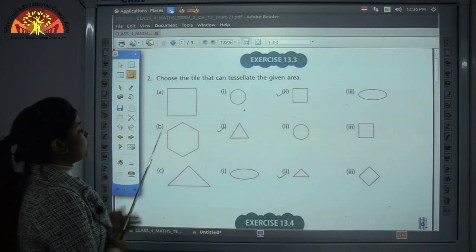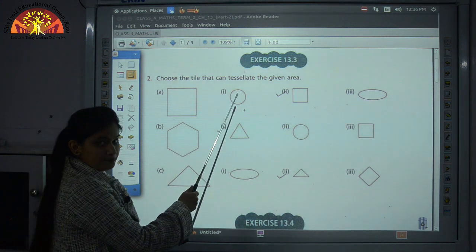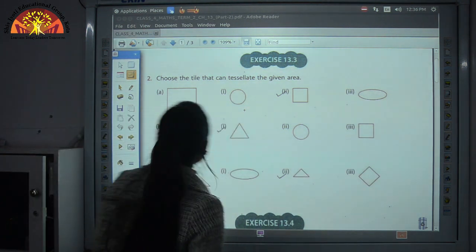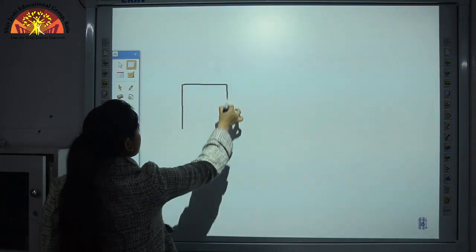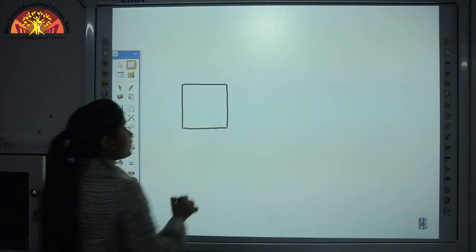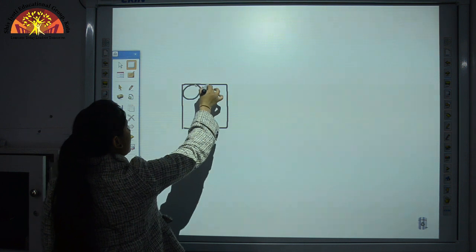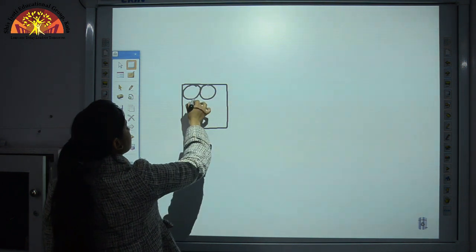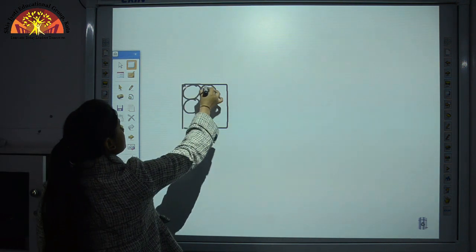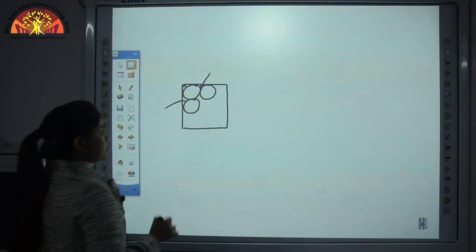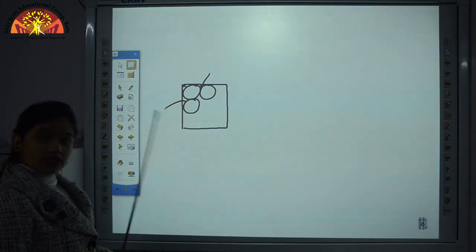So what we are observing here students, this is a shape of square. If I take a circle, this is the given shape. Okay, and if I take the first option, which is a circle, and I am drawing these circles here, what we are observing here students, we can see some space is coming between them. So this is not the correct option.